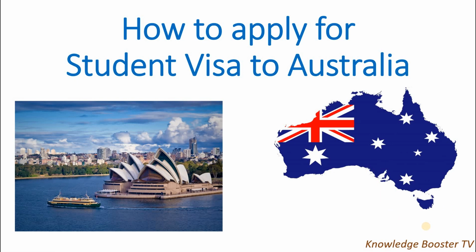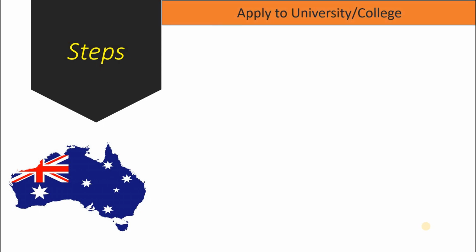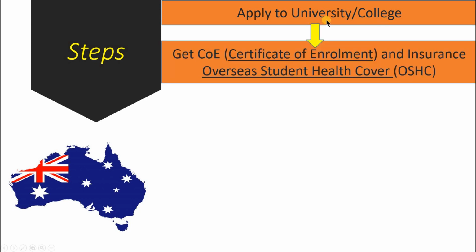So I'll provide you a step-by-step procedure, and please follow this video carefully, then you don't even need to go to a migration agent. So let's get started. First, you'll have to apply to a university or college. To apply, you need to gather your educational documents, qualifications, and English language score. There is a specific requirement for the English language score for every university, and it depends on the course and university. After you apply and get accepted, they will provide you with a certificate of enrollment. That is a document which you need to provide to the visa officer.